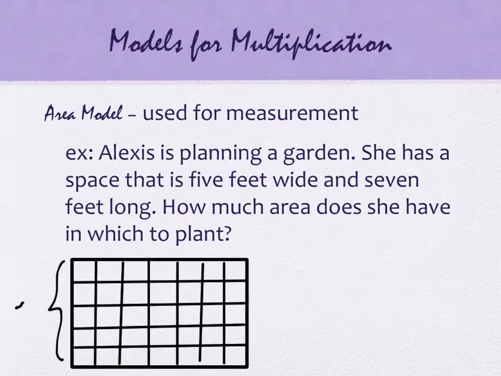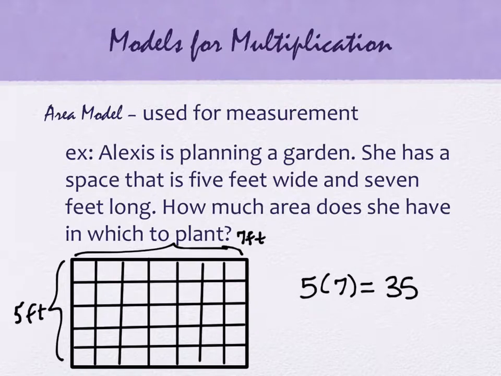All right, so I had 5 wide, 7 long, and I can mark it if you wish. So here's my 5 feet, and here's my 7 feet. And of course, we'd have 5 times 7, which is 35. And when we have feet times feet, that's square feet. It looks like feet with a little 2 above it when written, but it's called square feet.